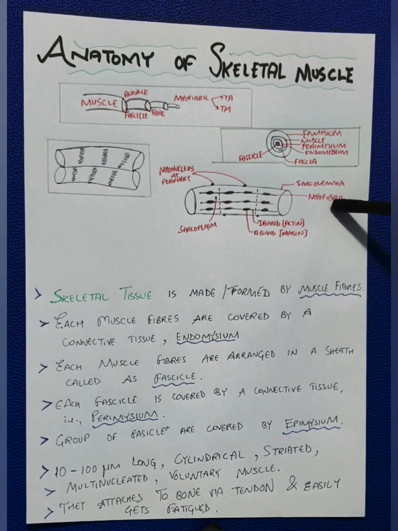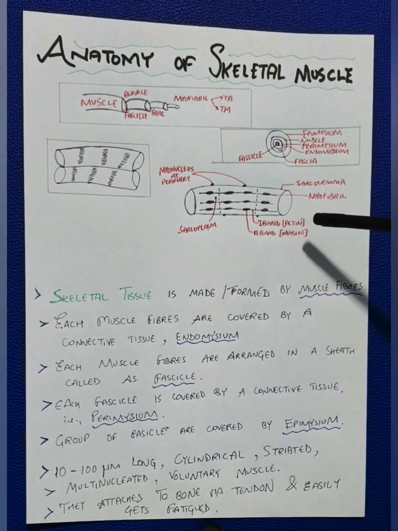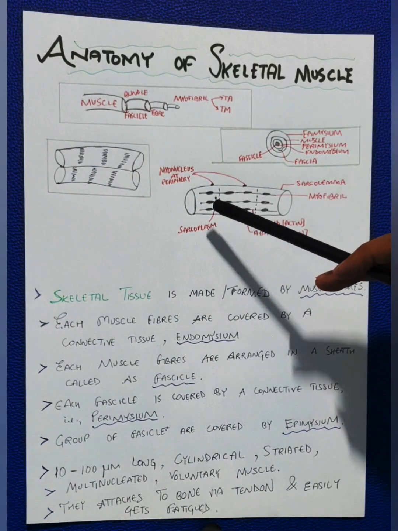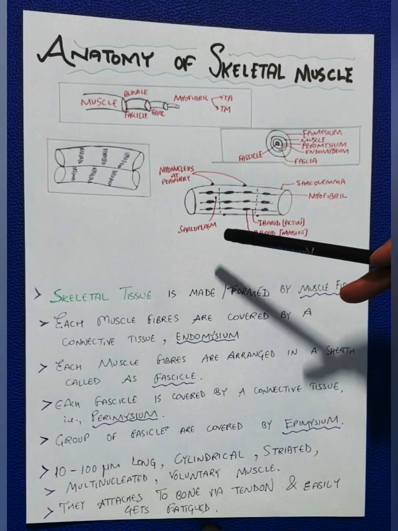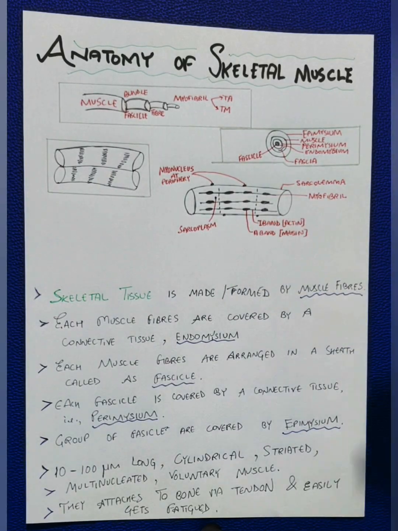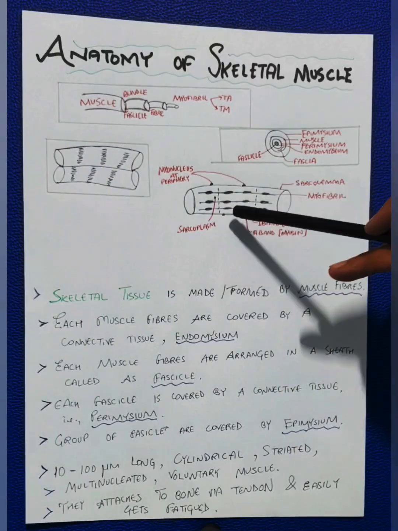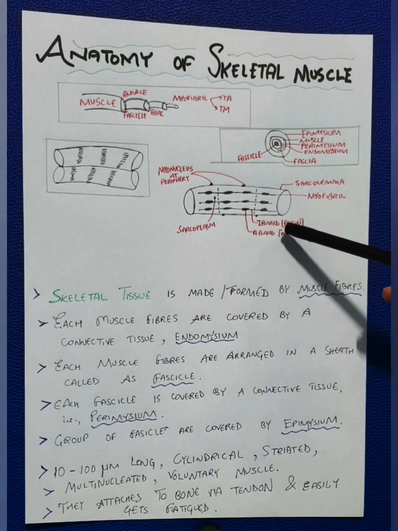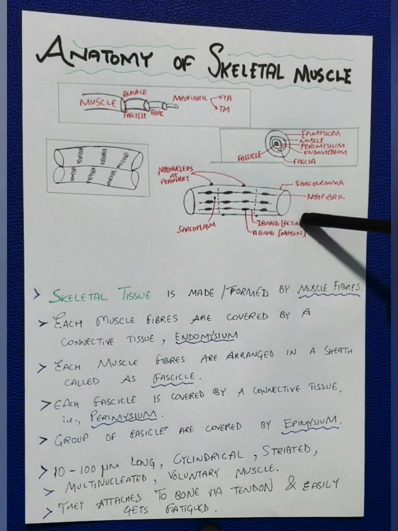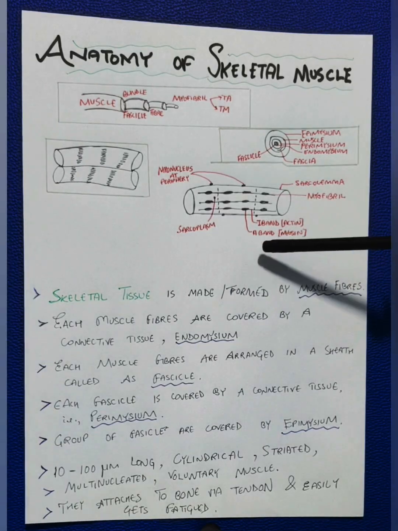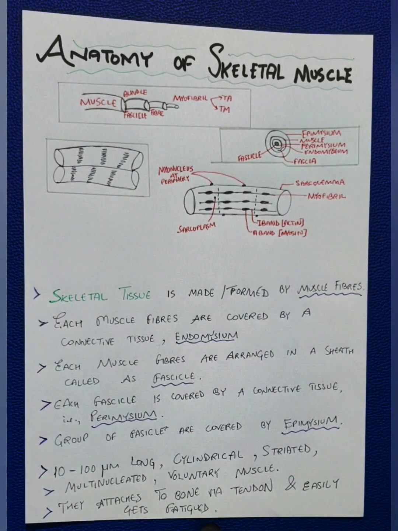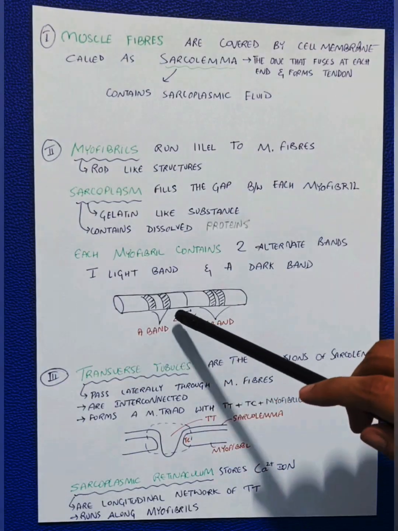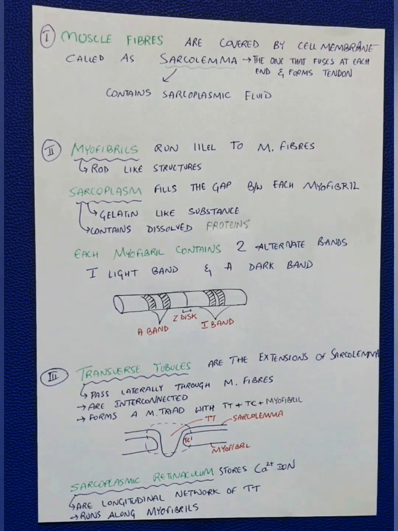Myofibrils are the rod-like structures that run parallel to the muscle fibers. Sarcoplasm is a gelatin-like substance that contains dissolved proteins, and it fills the gap between each myofibril. Each myofibril contains two alternating bands. One is the I band, the light band, made of actin; the other is the A band, the dark band, made of myosin. There is a myonucleus at the periphery. There is a Z disc between the A band and I band.